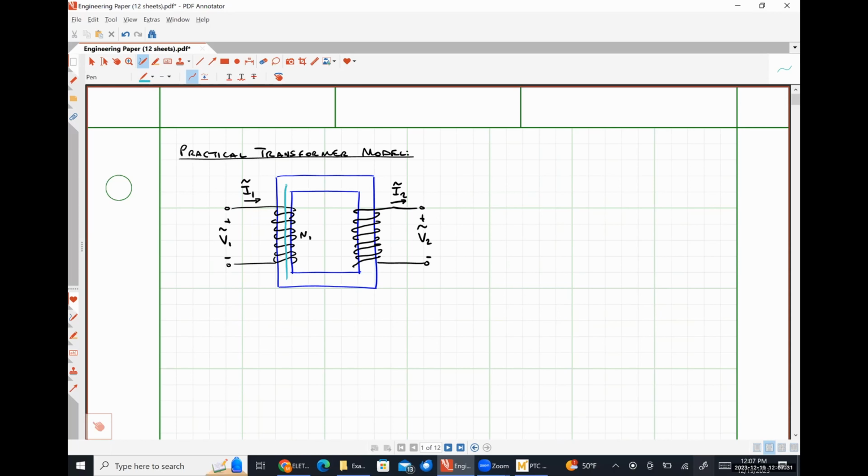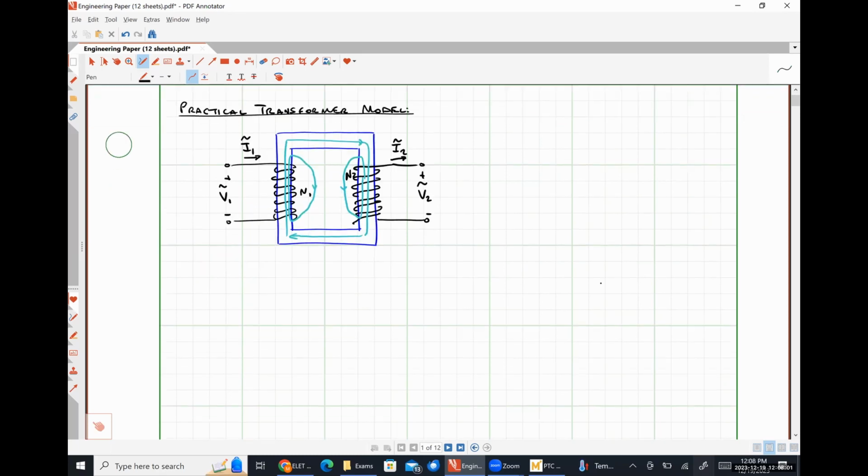Because we have losses, we're going to have our regular flux circulating around our core like so, but we're also going to include some leakage flux representing some of our losses like so. Actually, I need to update this so that this guy has N2 turns.